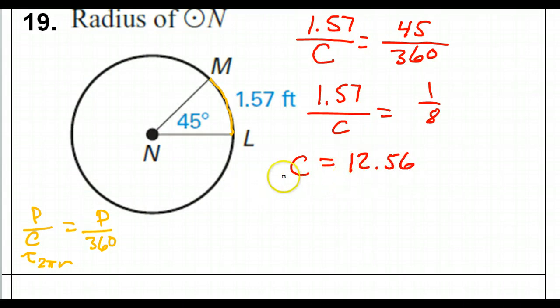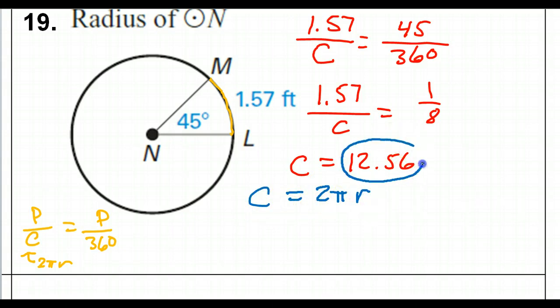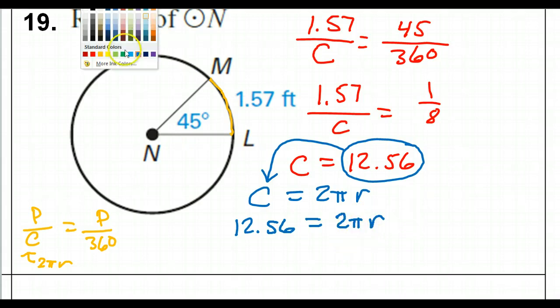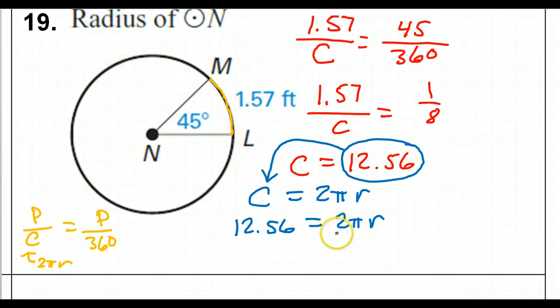Now, that's not the final answer. Do not write that down anywhere. We need to continue on to find the radius. And how we find the radius is, since we have the circumference, let's use the circumference formula. Circumference is 2 pi times the radius. Since we now have the circumference, we can take that value and substitute it where it belongs, C. So this becomes 12.56 is equal to 2 pi times the radius. So if I want to find the radius, I will divide both sides by 2 pi.